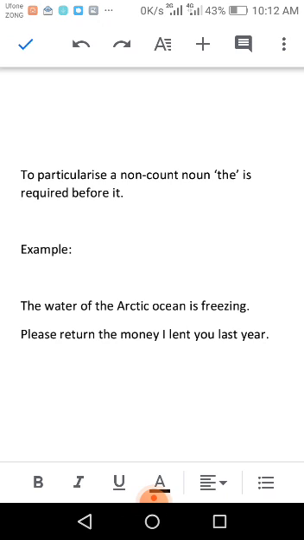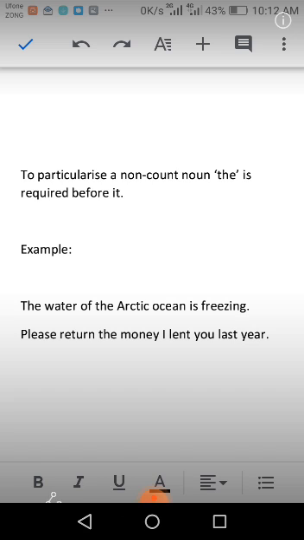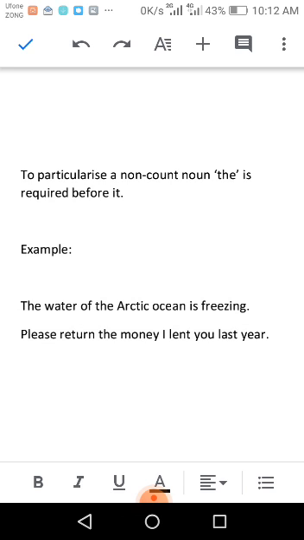Alright, I had told you that if you have an uncountable noun, then you won't use any article before it unless you would like to specify it. See, water is very important for our life. Water is an important constituent part of our body. Water is uncountable, water is singular, so we don't use a, an or the before it. But when we are talking about water of a specific kind, the water of the Arctic Ocean, it's the specific water you are talking about, then you will say the water of the Arctic Ocean is freezing.